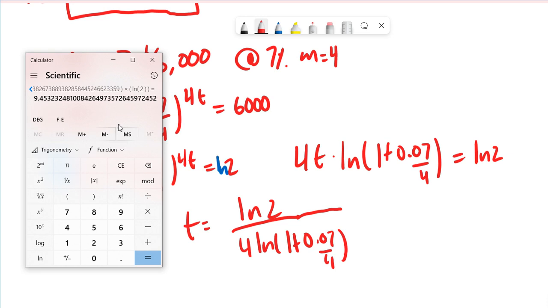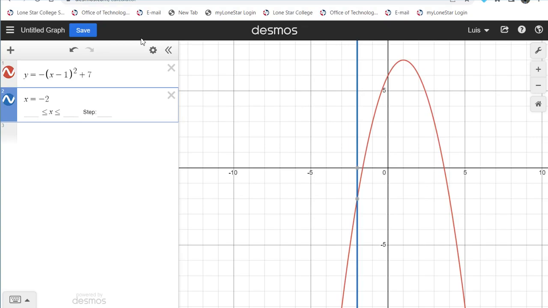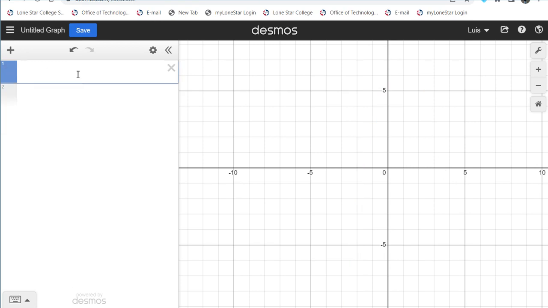Okay. But it says that maybe you want to consider that it's quarterly, right? So that means that we would just round up to the next quarter. So in any case, you would just round it up to 10 years. So we can just say that it's going to be at least 10 years that this amount will be growing to $6,000.